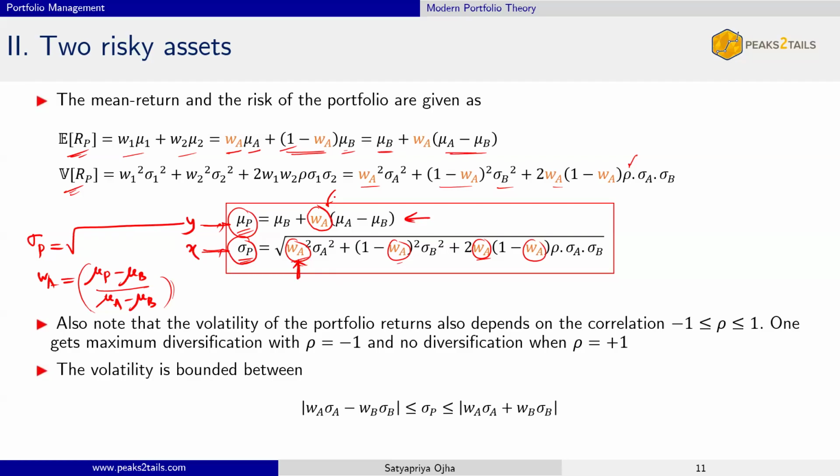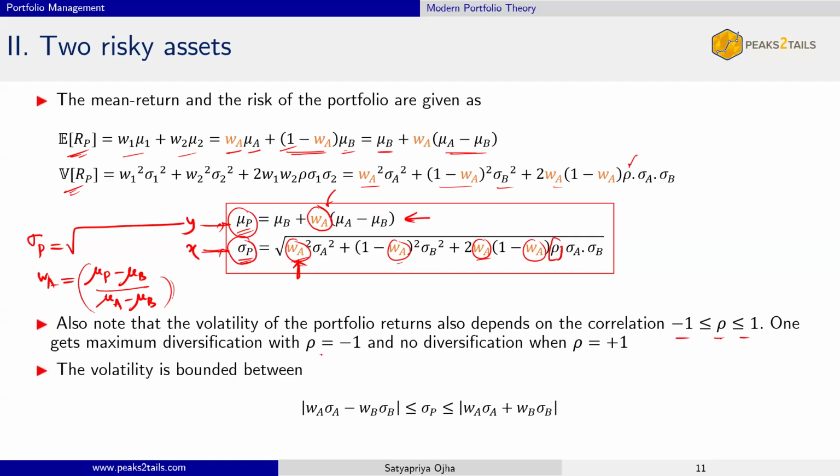Acha, before that, we also have this rho. Rho is something that you don't control. When you have the assets, the correlation between the asset returns is given. You don't control it. However, for different values of rho, you get different diversification benefits. Remember what I told you: the quantification of diversification is correlation. Correlation takes a value between -1 and +1.